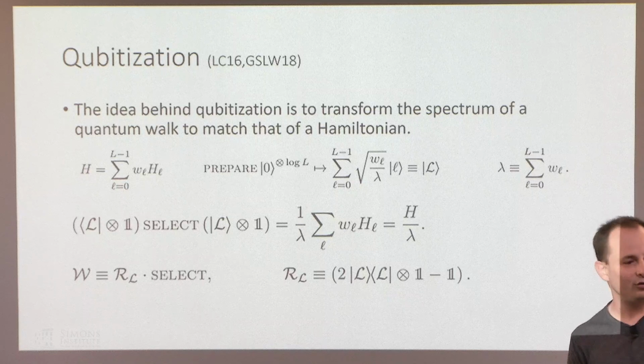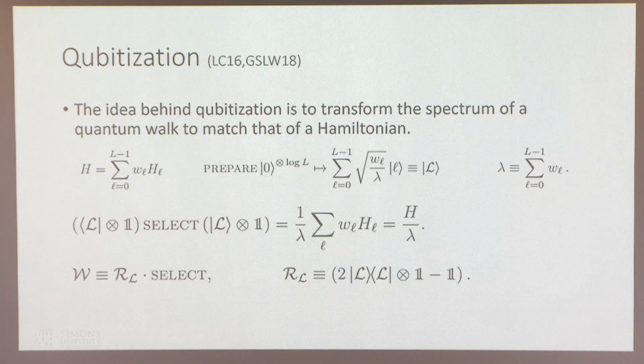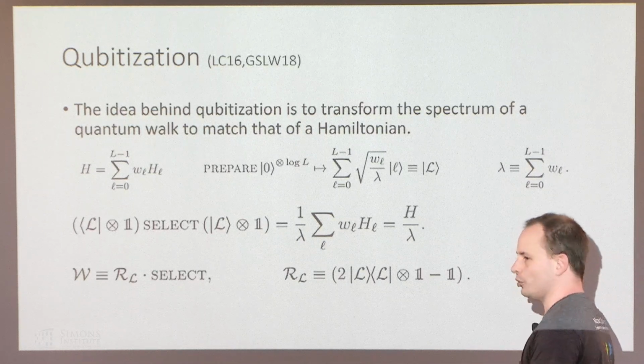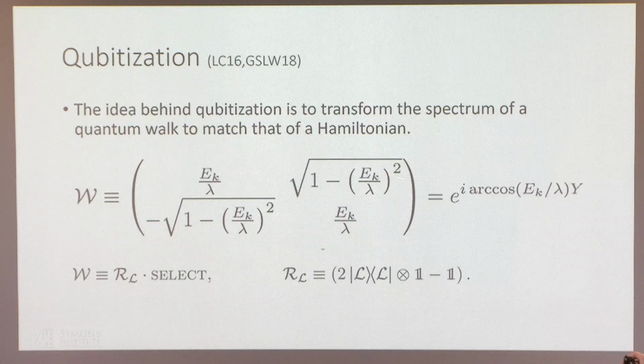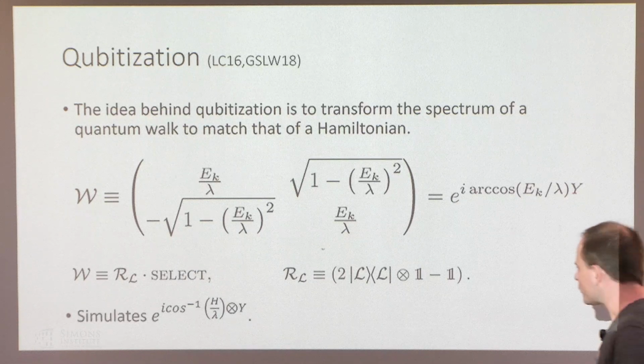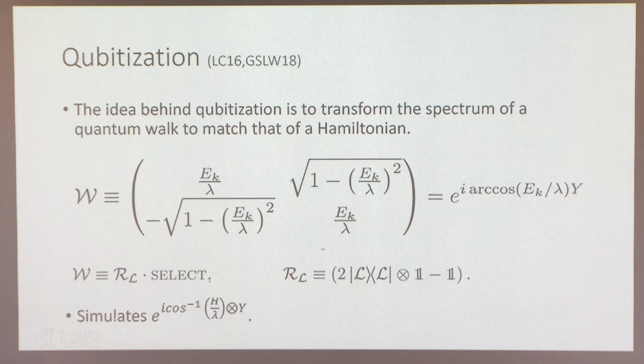OK, qubitization, the final thing, which I also don't have time to talk about. Basically, the idea behind qubitization is to take a quantum walk whose eigenvalues are related to the eigenvalues of the Hamiltonian that you want to simulate. This quantum walk operator is defined in terms of a reflection times the select operation that I talked about. When you go through that, you find that the eigenvalues of this in each two-dimensional subspace that the walk operator acts on end up being just the arc cosine of the eigenvalues times a sigma y operator. And so when you expand this all the way out, you can see that this ends up simulating e to the i arc cos of the Hamiltonian, basically.